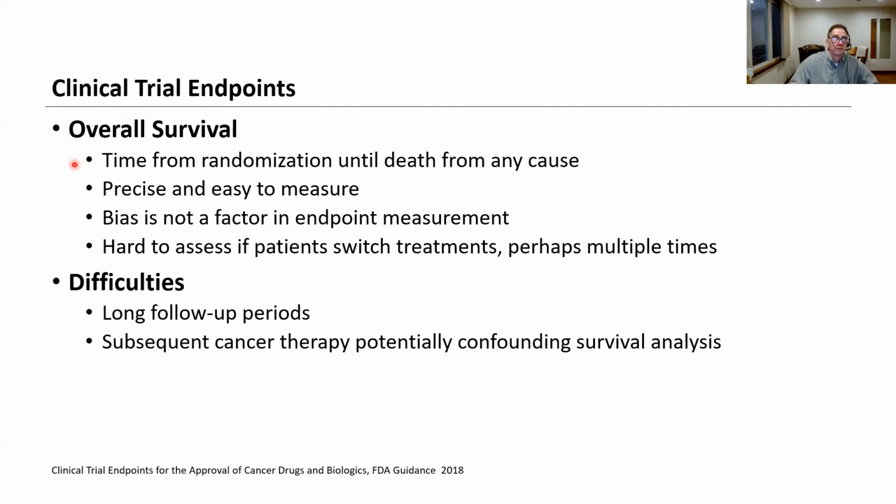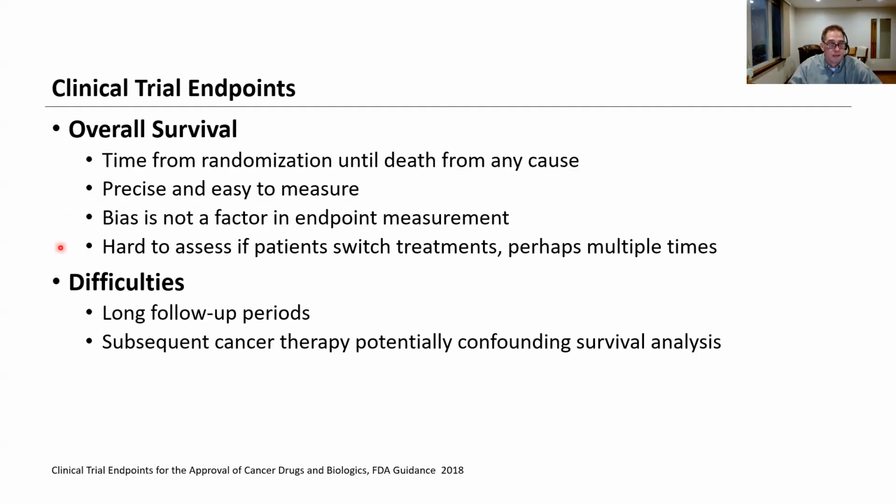Overall survival. This is the time from randomization until death from any cause. This is, in many ways, a preferred endpoint because it is precise and easy to measure. We know when the patient died. There's really no question about whether they're alive or dead. The date we know exactly, and so we can calculate everything as precise as any endpoint that we have, right? Bias is really not a factor in the endpoint measurement, right? Because it's just a date. It's a fact and everybody knows it.